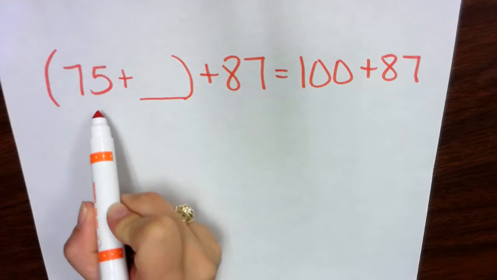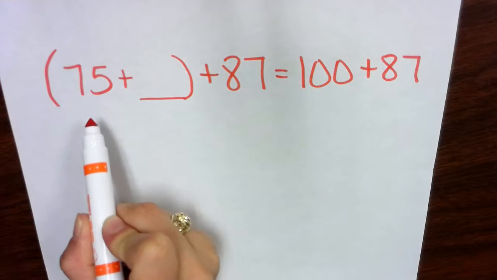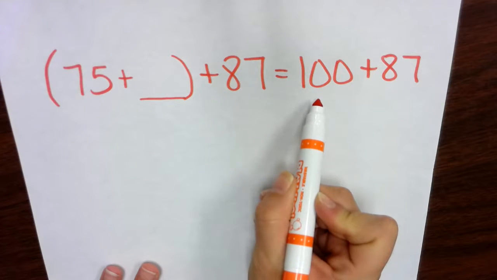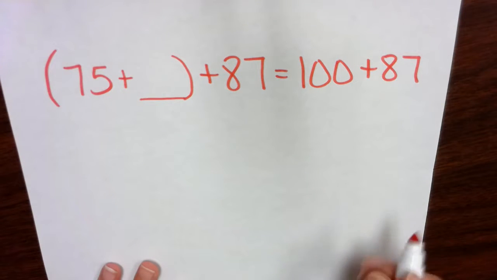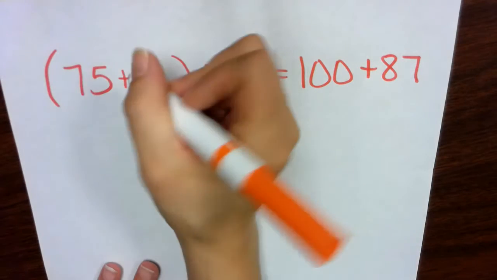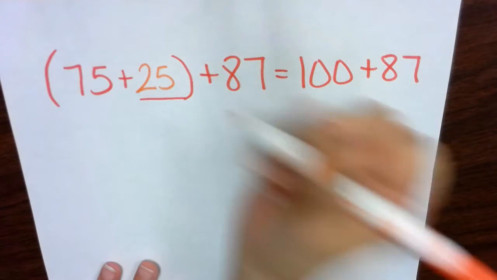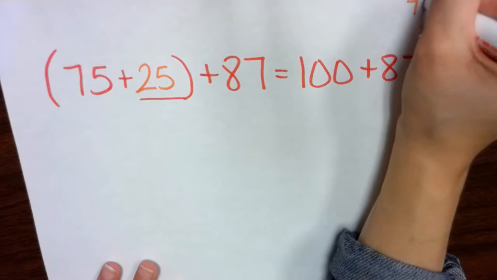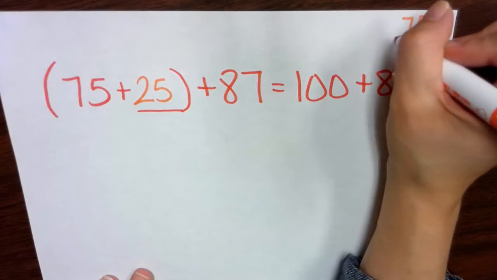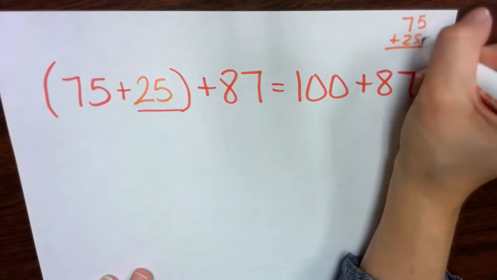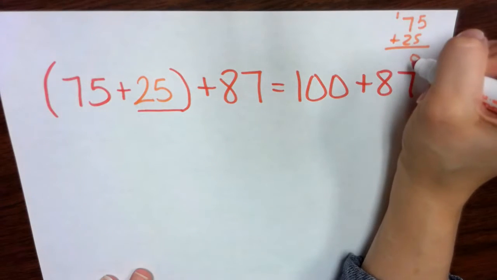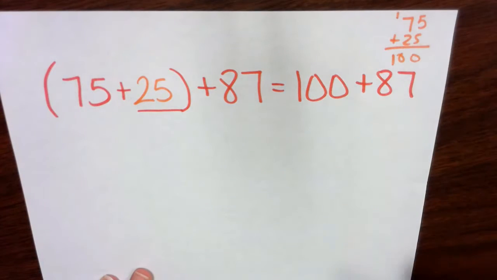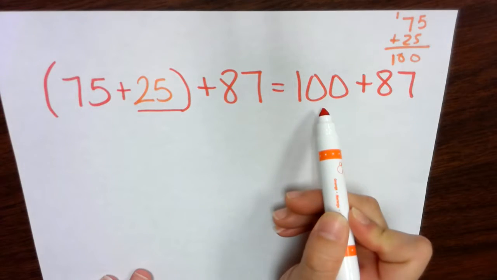So what plus 75 will give you 100? Well, you'd probably have to come over and do your math a little bit, and that's okay. Off the top of my head, I'm going to say 25. And over here, we can do our math. So we could do 75 plus 25. 5 plus 5 is 10. Carry your 1. 7 plus 2 is 9, plus 1 more is 10. So you have 100.